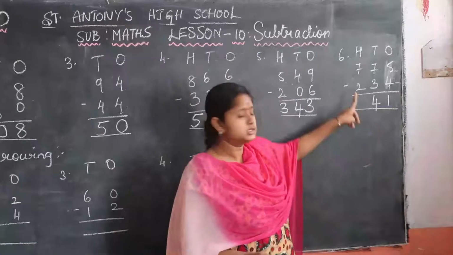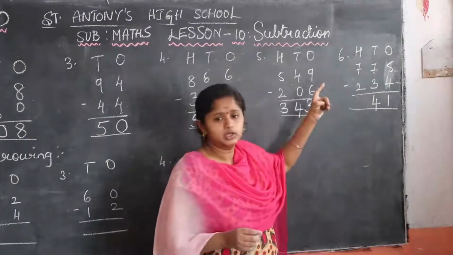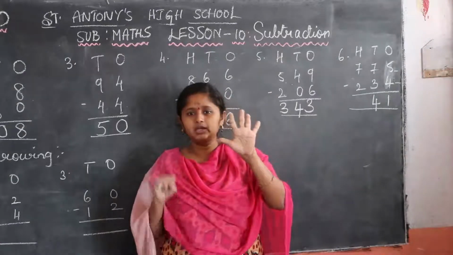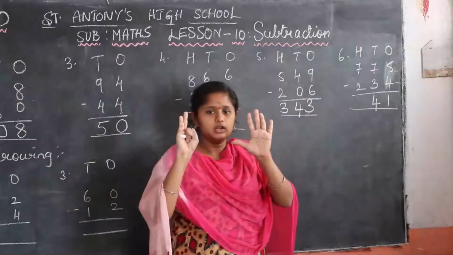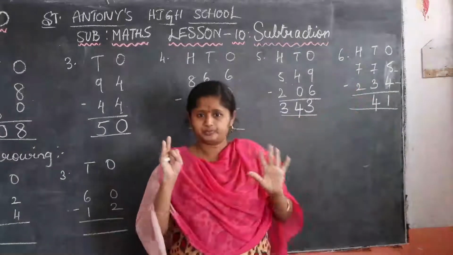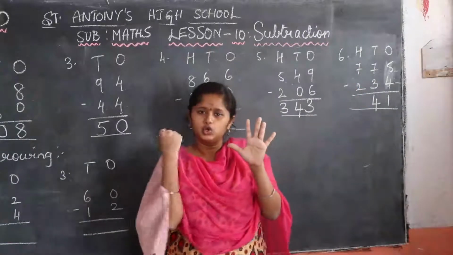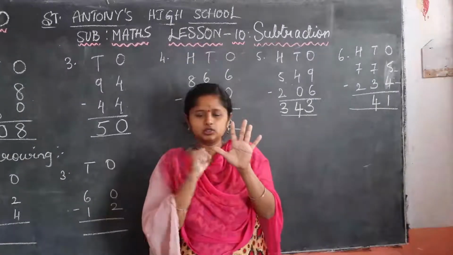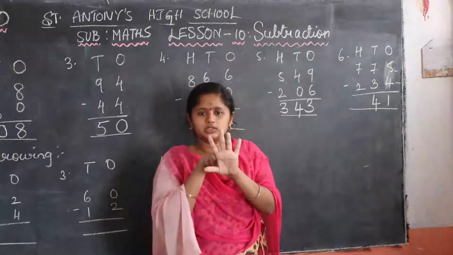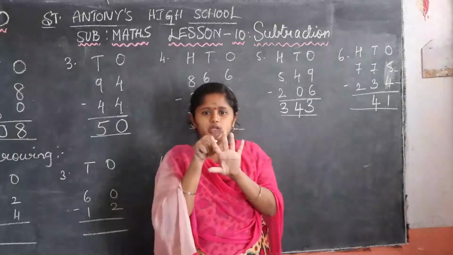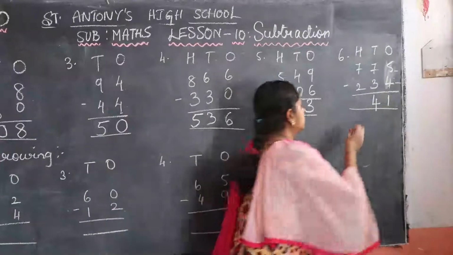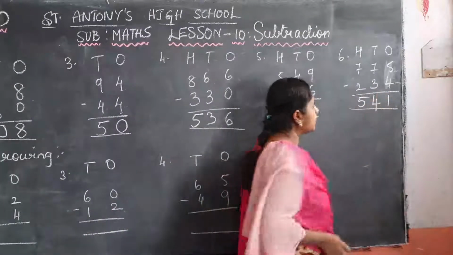Next, 7 minus 2. Take 7 fingers, children. 1, 2, 3, 4, 5, 6, 7. 7. Now out of this, how much do you have to take away? 2. 1, 2. 2 we took. Yes, so we have closed our 2 fingers. So how much is left now? 1, 2, 3, 4, 5. 5 fingers. We have to write here 5.